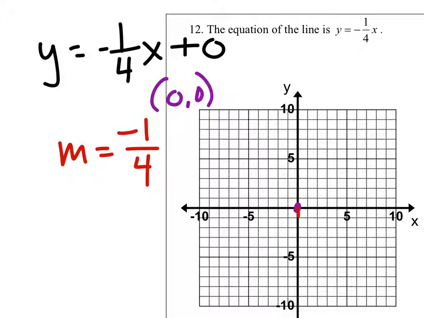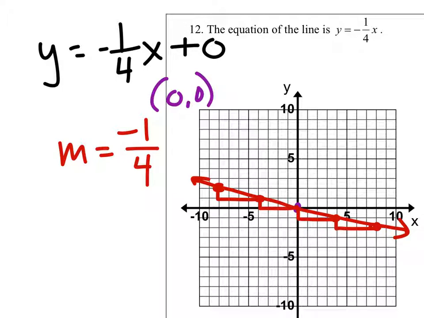So that means from here I would go down 1 and then to the right 4, giving me my next point. And repeating the pattern to the right and then to the left. Again, making my staircase. All I need to do now is draw my line. That'll do. And that's the line that we want.